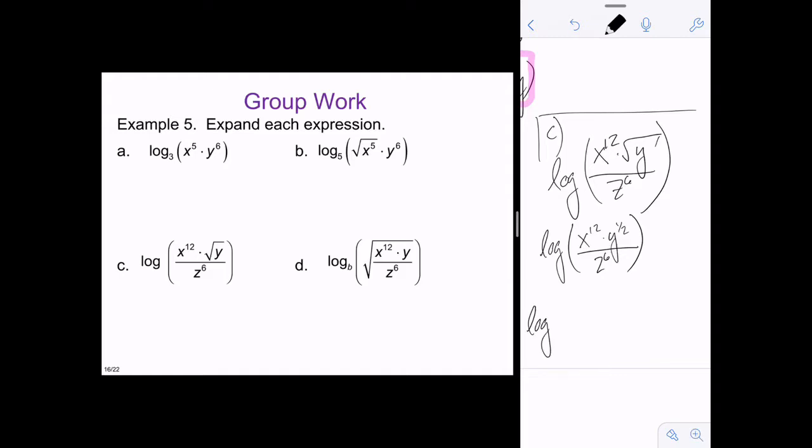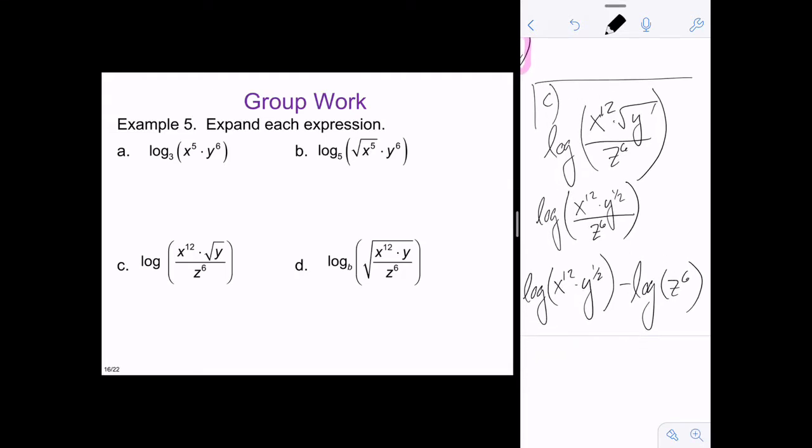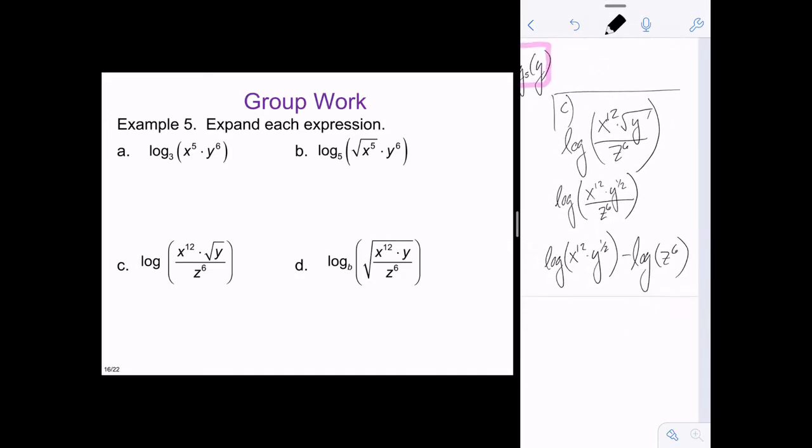I'm going to call it log of x to the 12 times y to the 1/2 minus log of z to the 6. And yeah, I put a little line through my z because otherwise I feel like my z's kind of look like weird 2's. And I like to be able to tell the difference between a z and a 2. All right. And now this one, my common log of z to the 6, I could bring the 6 out, but first I'm going to deal with these other two. I'm going to deal with this x and this y.